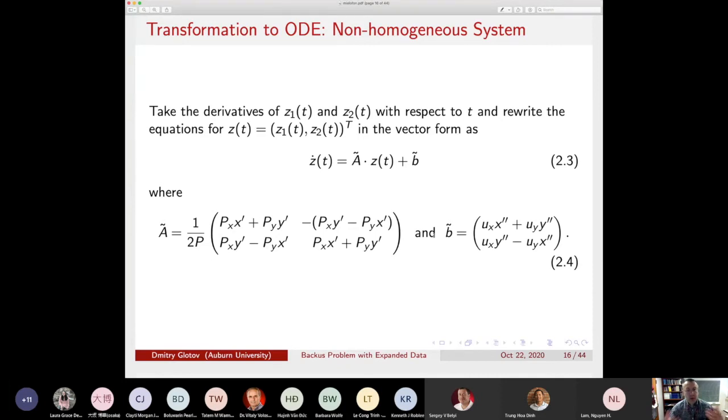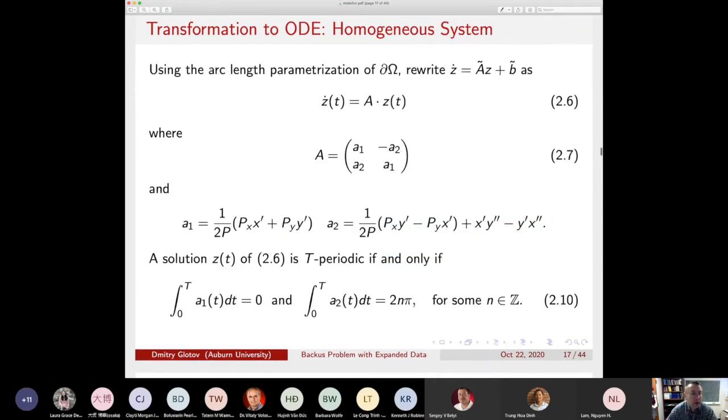And so once we go through this same calculation that I did on the previous screen, we can write this as a system for z dot, so z being a vector with two components. At this point we can write this as a non-homogeneous system, but the components of the matrix for the homogeneous part are the same. So this highlighted term is essentially p sub tau. The highlighted term below it is p sub nu. And so we have some expression beta which depends on ux and uy, but using the fact that we have the arc length parametrization, we can actually rewrite this non-homogeneous system as a homogeneous system.